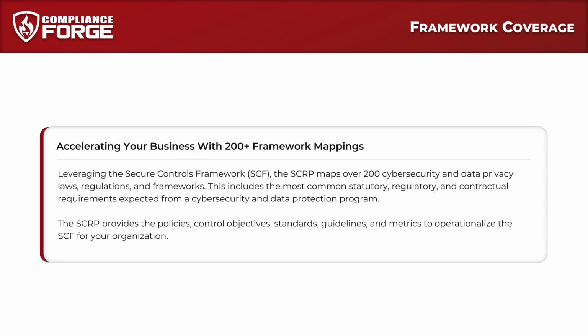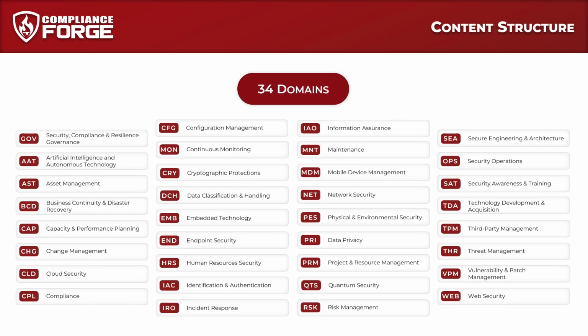This includes the most common statutory, regulatory, and contractual requirements expected from a cybersecurity and data protection program. The SCRP provides the policies, control objectives, standards, guidelines, and metrics to operationalize the SCF for your organization. The SCRP contains 34 unique domains that cover a modern cybersecurity and data privacy program. Each domain is structured as a policy, supported by standards that provide the granular requirements needed to enforce the policy.